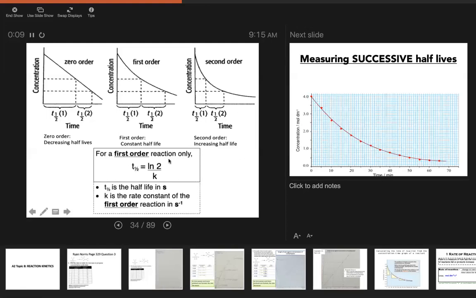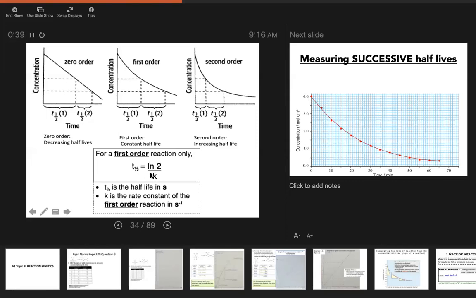There's a formula for a first order reaction only. The reason for that is because the half-life is constant. T half stands for the half-life. T half is equal to ln2. ln is the function that you have in your calculator. So you just click on the natural logarithm of 2 and divide by k. The k here is the rate constant, okay?